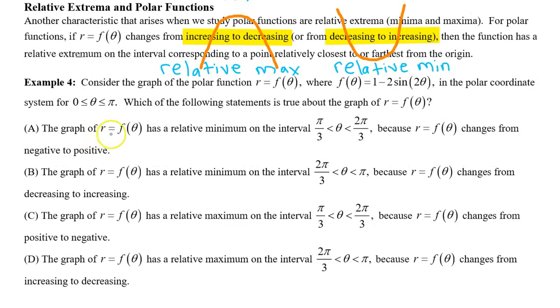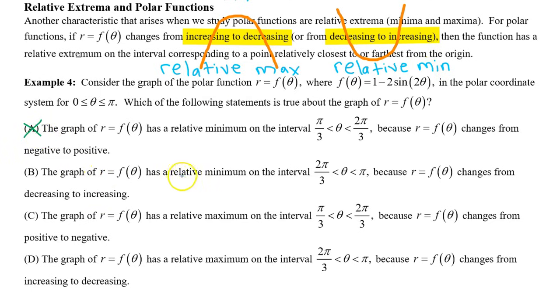Option A says that r equals f of theta has a relative minimum on the interval because r equals f of theta changes from negative to positive. Well, that's not correct. Changing from negative to positive does not mean that r has a relative minimum. We are looking for r to change from decreasing to increasing. That's what gives you a relative minimum. So the answer is not going to be A no matter what.